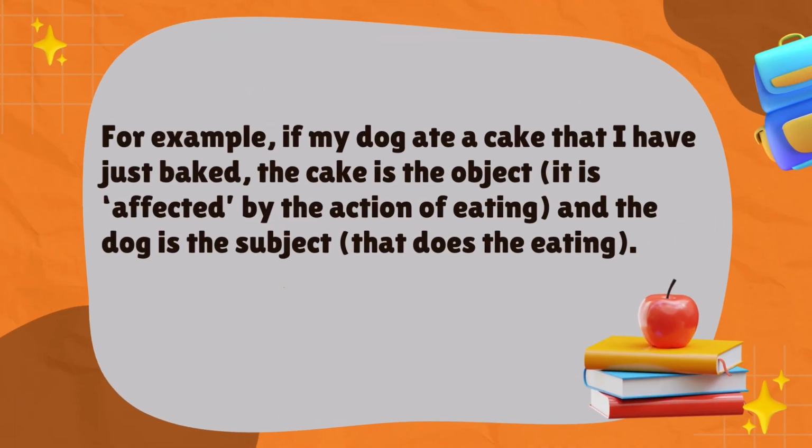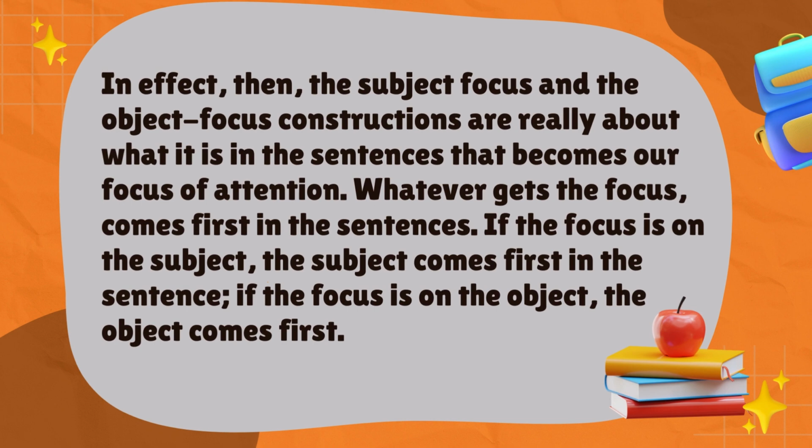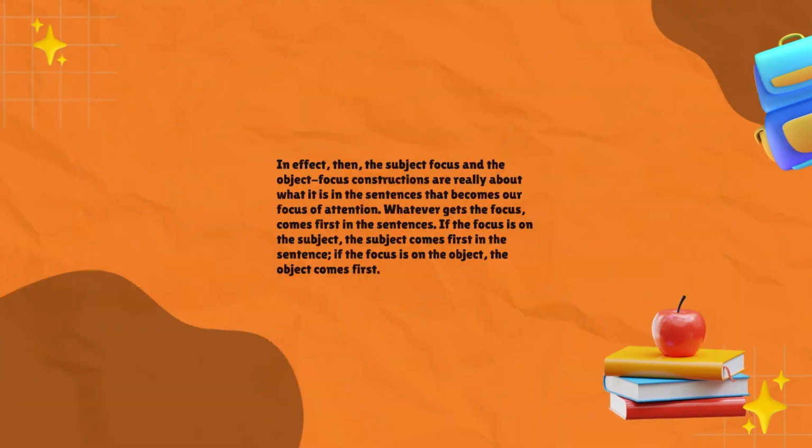For example, if my dog ate a cake that I have just baked, the cake is the object, it is affected by the action of eating, and the dog is the subject that does the eating. In effect, then, the subject focus and the object focus constructions are really about what it is in the sentences that becomes our focus of attention. Whatever gets the focus comes first in the sentences. If the focus is on the subject, it comes first in the sentence. If the focus is on the object, it comes first.